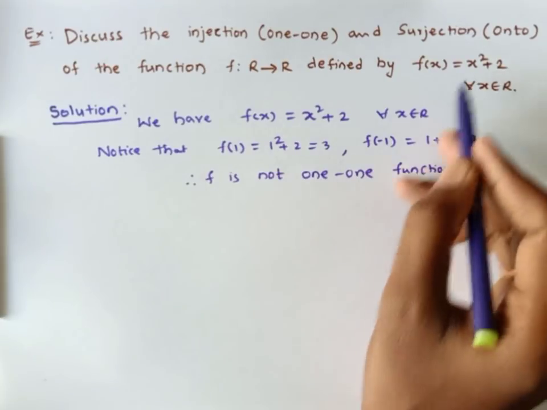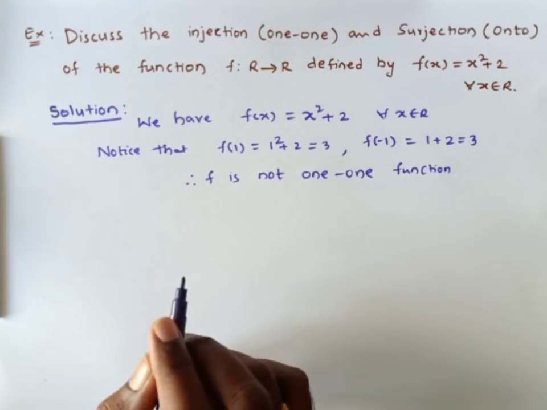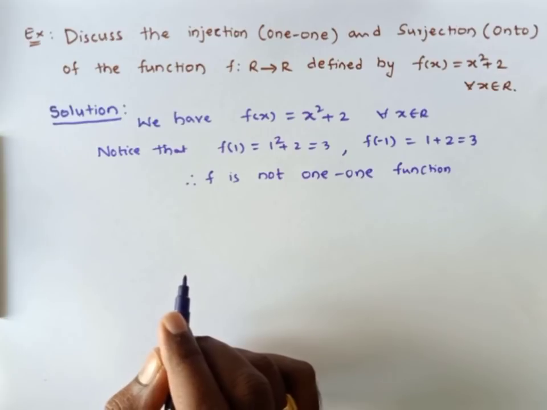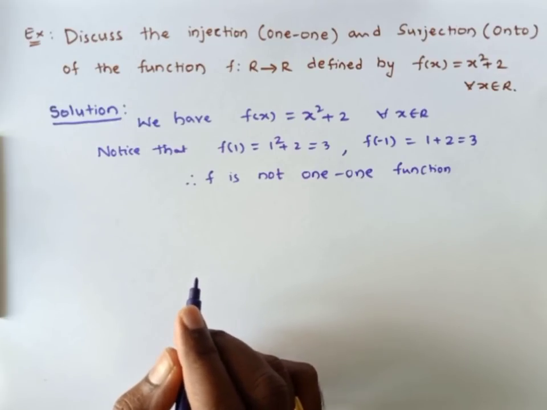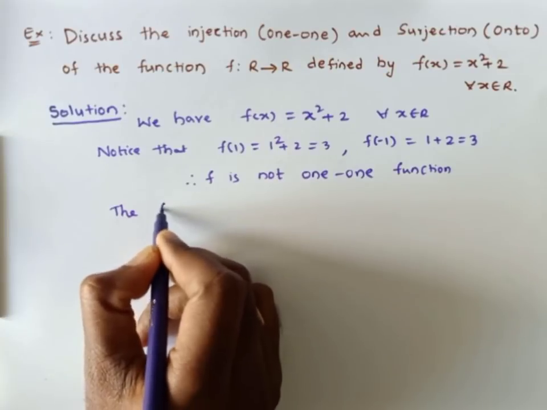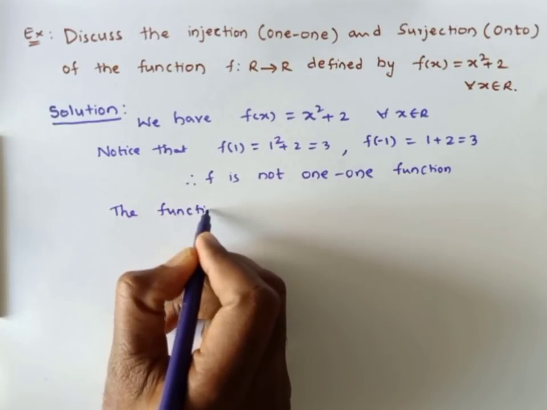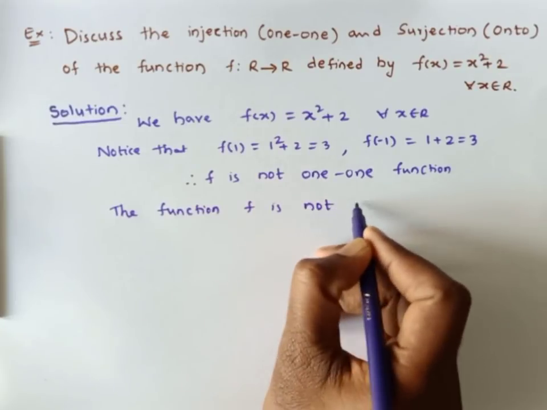If it is a square term, you can directly check like this. Now you need to check whether the function is onto or not. Clearly you can observe that the given function f is not onto. Why?